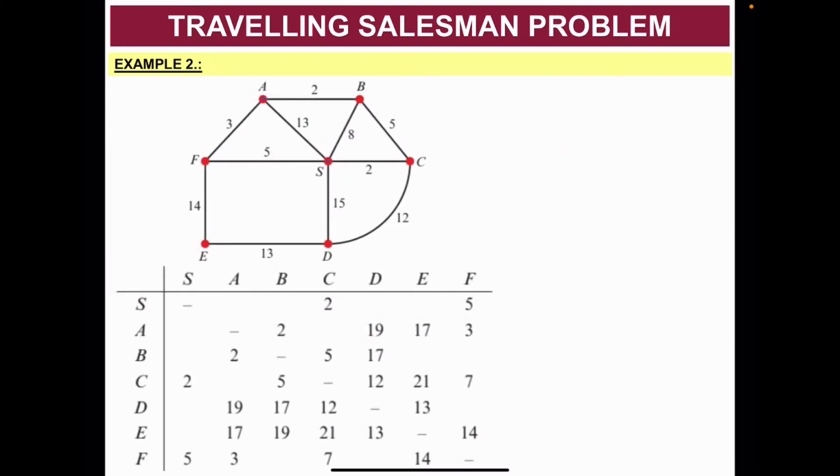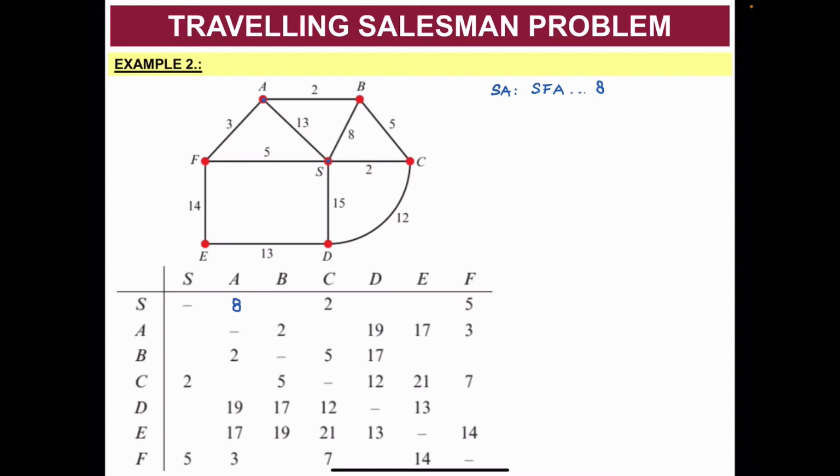So what I'm going to do is look at the ones that are missing in the table. The first one that is missing is SA. S is here, A is here. You can see the direct link is 13. But if you go through B vertex, then you will have 10. And if you go through F vertex, you will have 8. So that is obviously the best option because it's the shortest. SFA is 8, and you can put it directly into the table.